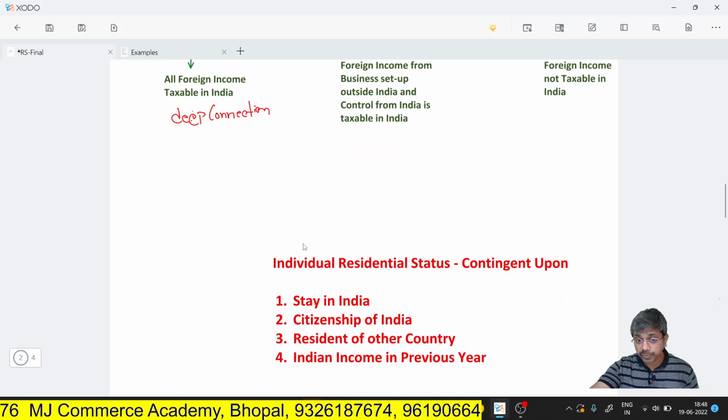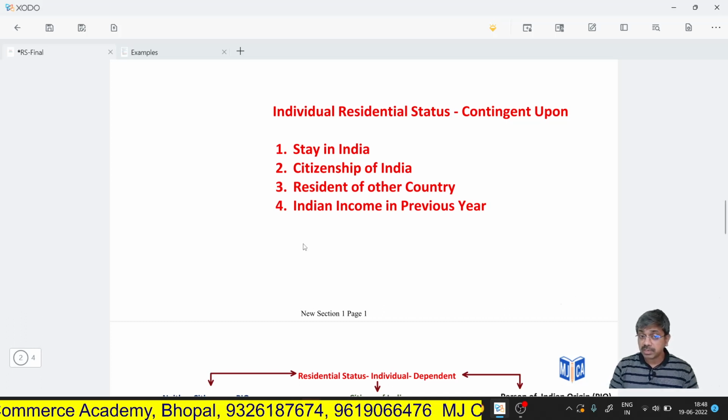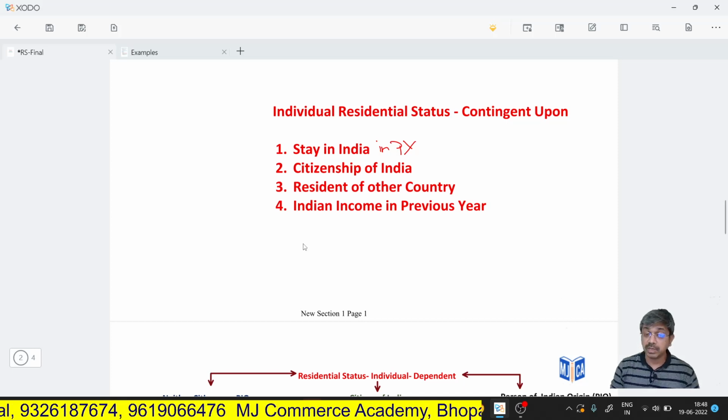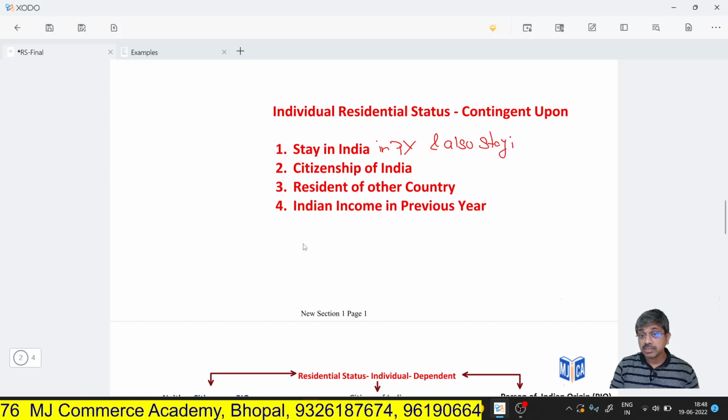Now comes the question: on what factors is the residential status of an individual dependent? At present, the residential status of an individual is dependent upon four factors. First, stay in India in the previous year. I just explained that we need to determine the residential status of an individual every year. An individual may be a resident in one previous year and a non-resident in another. Residential status is dependent upon stay in the previous year and also stay in past years. This I will explain subsequently.